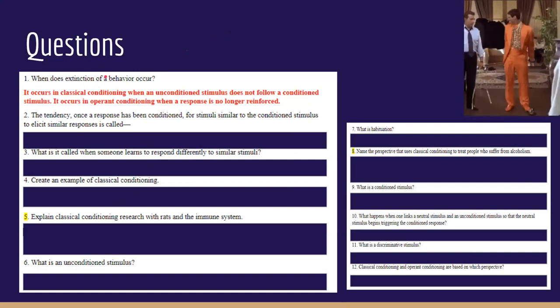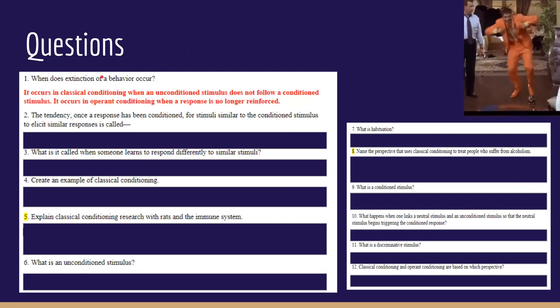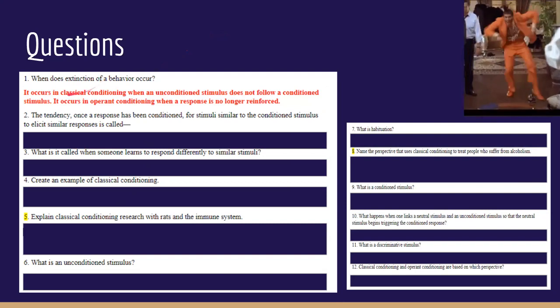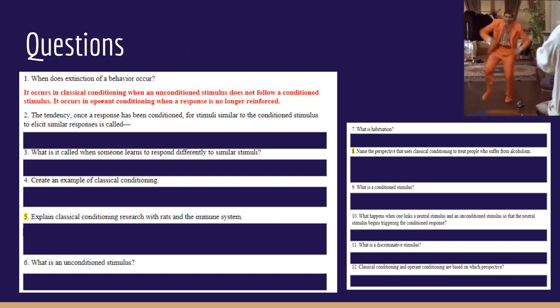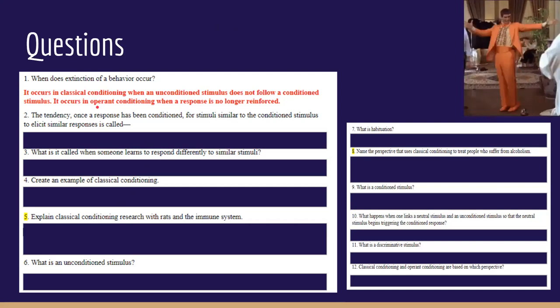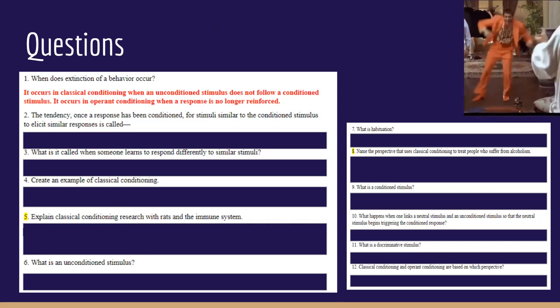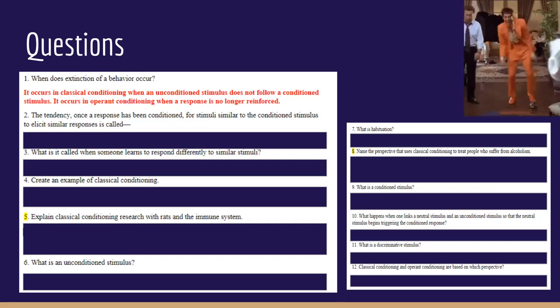But in operant conditioning, I know I didn't talk about this really, but that was classical conditioning, but it can occur in operant conditioning too, but that's when a response is no longer reinforced. So we're going to talk about this, but a consequence of a behavior reinforces something, but if it doesn't, then that will make it extinct. All right, but you don't have to know that really right now.